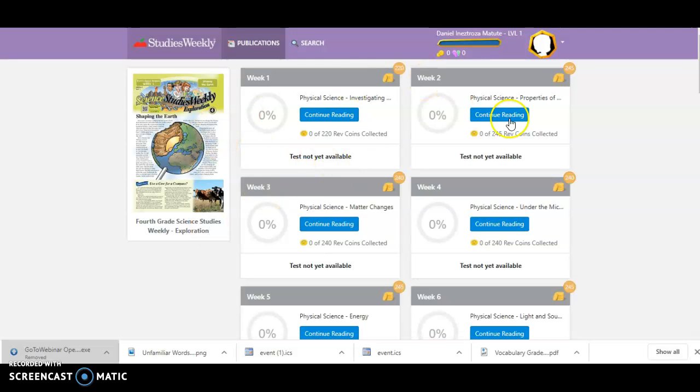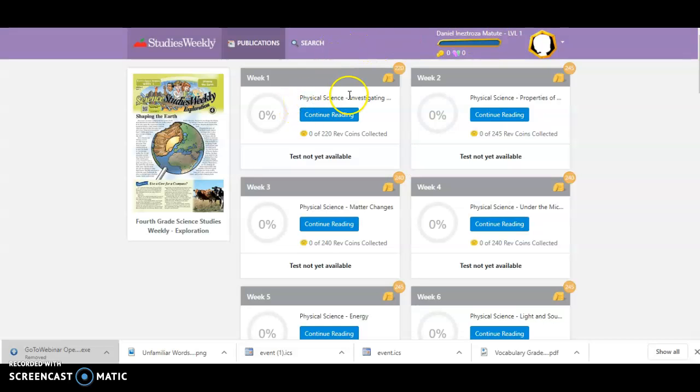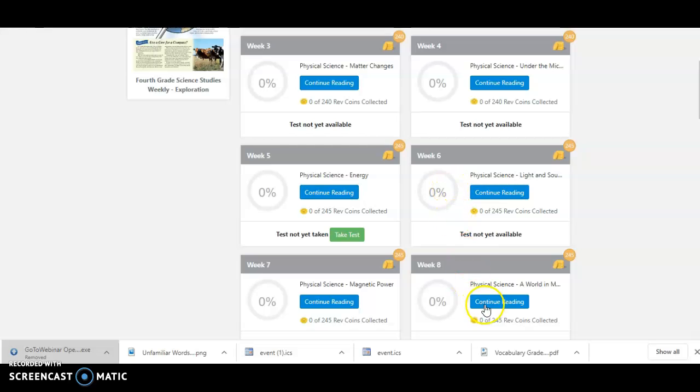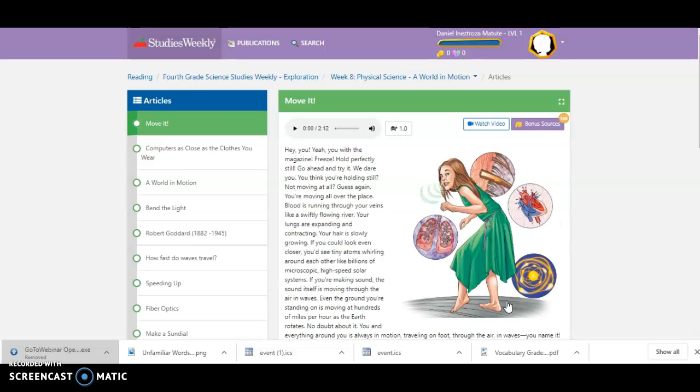And as you see, all these weeks will come up. The instructions said Physical Science Week 8. Physical Science, let's go down to Week 8. Scroll down. And there it is. Click on Reading. And just like in class, it pops up and it gives you the option to read for you or you can read yourself.